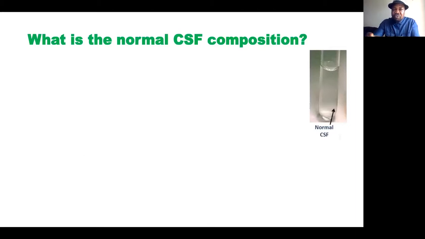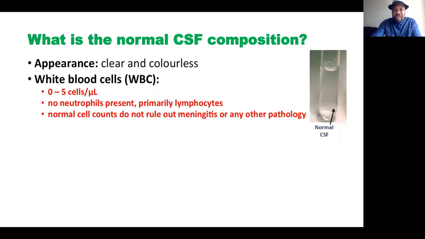Okay. So let's just refresh your memory of what the normal CSF composition looks like. The first thing is the appearance of a normal CSF. The appearance is clear and colorless. You can see here in this tube, this is the normal CSF. It's clear and it's colorless. So when it becomes cloudy and turbid, you exclude the possibility of a viral meningitis. You think more of a bacterial meningitis.